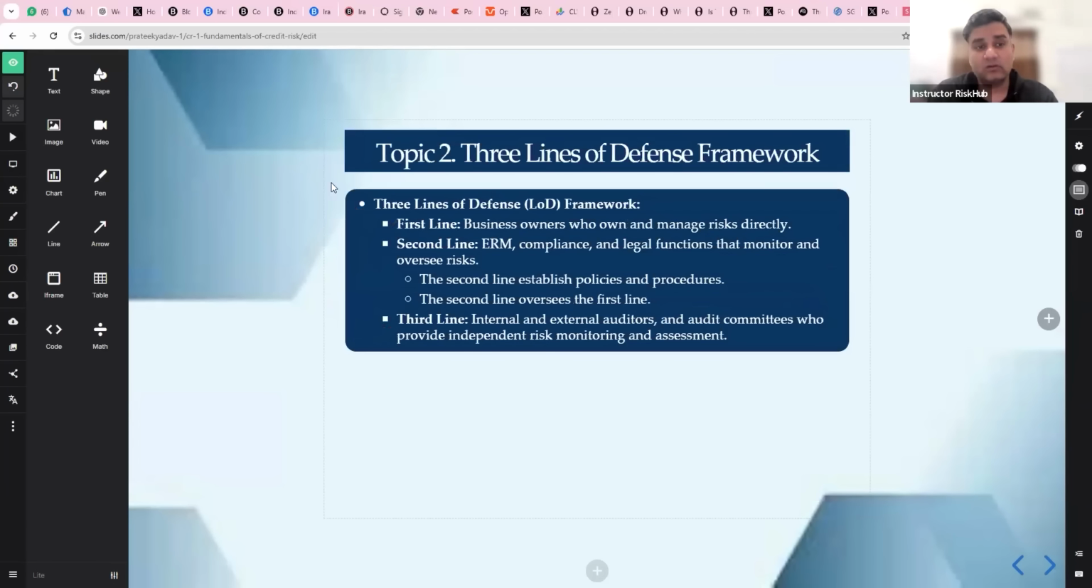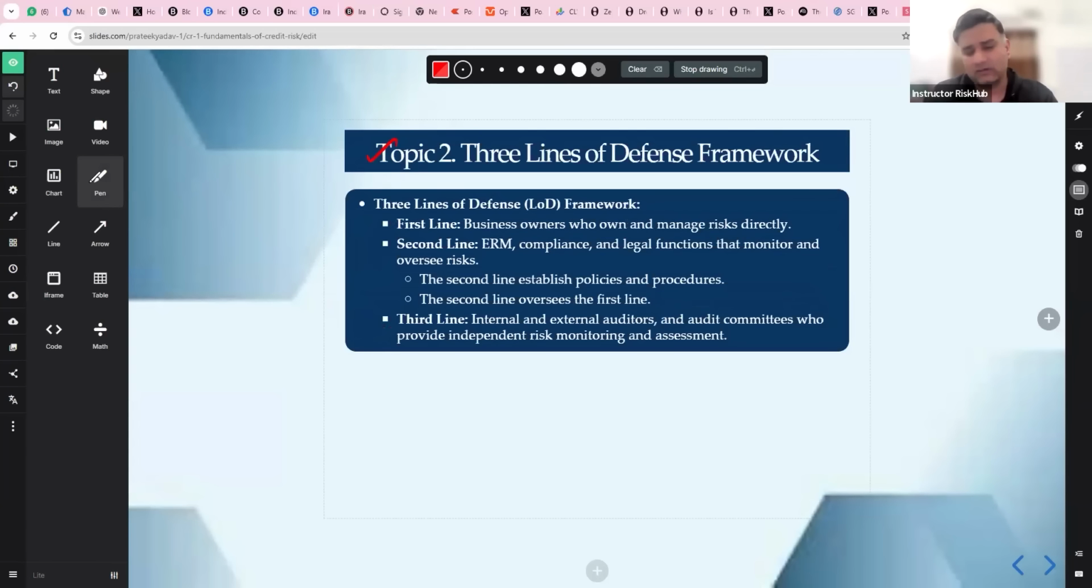Okay. Then we go into the next part, which is the three lines of defense framework. Again, you have seen this in FRM Part 1 also, right? This is one of the most testable governance concepts. Let's try to simplify it.